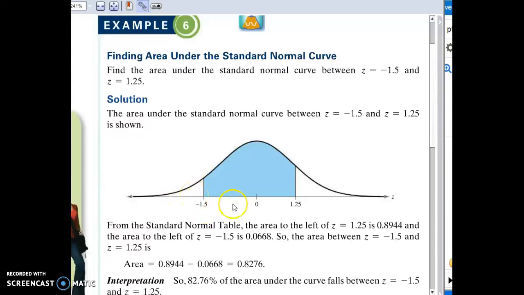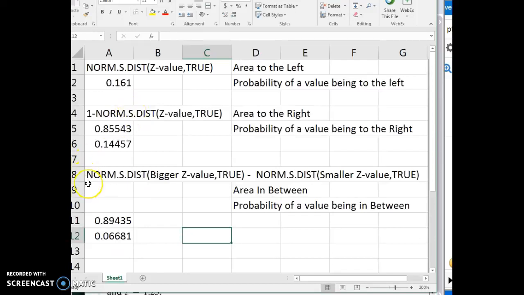So if we take our result from 1.25, which would be everything, including this part in white, and we subtract the probability of being to the left of this, we're subtracting off this white part here. And so what we'll have left is just the part that's in between. So let's look at that in Excel. For in between two z values, we use that same formula.